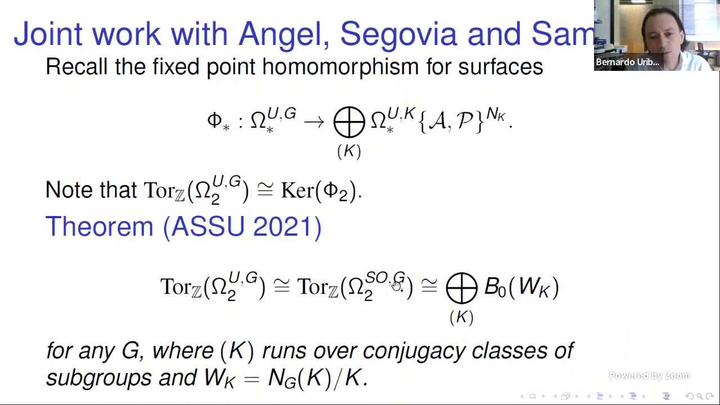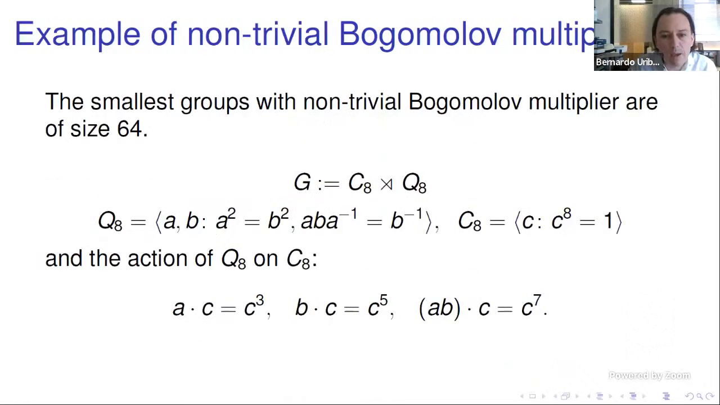Why is this somehow a counterexample for the conjecture? Because these are torsion classes. Not because they are of odd degree, no, these are of even degree, but they are torsion. And because they are torsion, the equivariant bordism group is not free. So there are these torsion classes moving around.